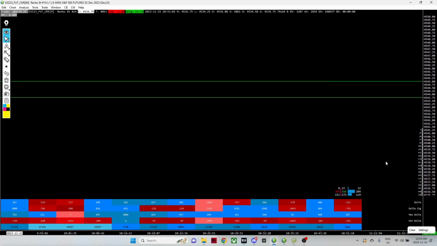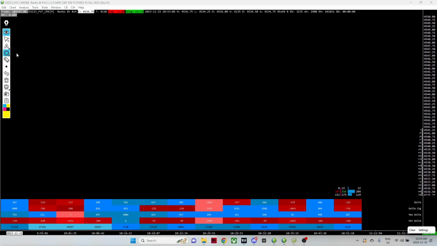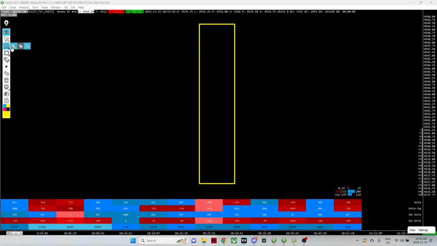So if we go like this, delete these guys. The auction is essentially like this. This is high of day, this is low of day, and the auction is just going like this. Up, down, up, down, up, down, right? It's literally a vertical auction.